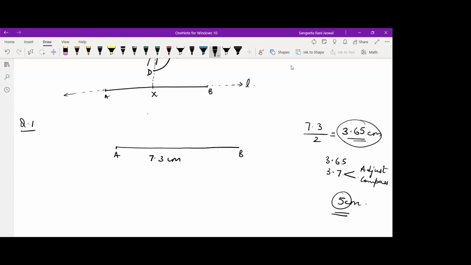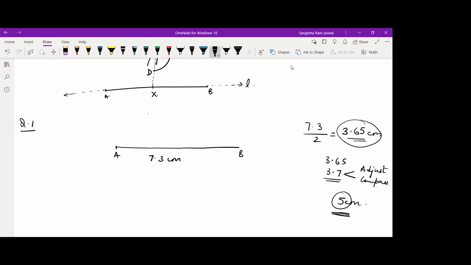Why am I taking 5? See, I am taking 5 just because it should be something more than 3.7. So you can take anything more than 3.7. Okay, it can be 4, 4.5, 5, 5.5. Anything between 3.7 to 7.3. So open your compass to more than 3.7 centimeters. So I told you to take 5 centimeters.